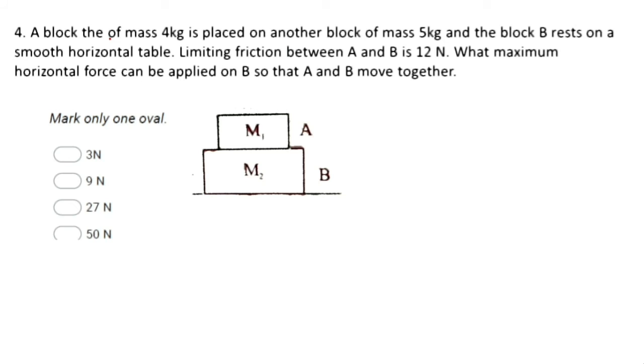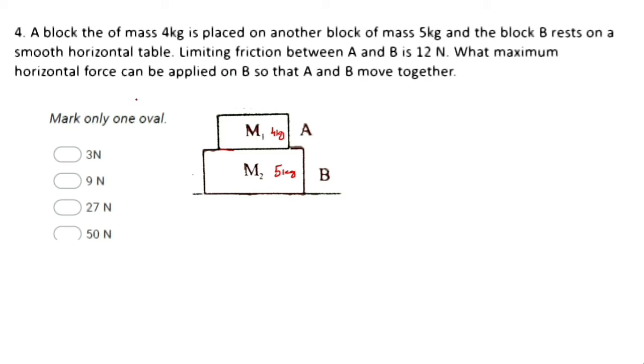Now let's discuss question number 4. A block of mass 4 kg is placed on another block of mass 5 kg. So you can see here this M2 is equal to 5 kg and M1 is equal to 4 kg. And the block B rests on a smooth horizontal table, you can see from the picture. Limiting friction between A and B is 12 Newton. That means friction between the two surfaces in contact, that is M1 and M2, is given as 12 Newton.